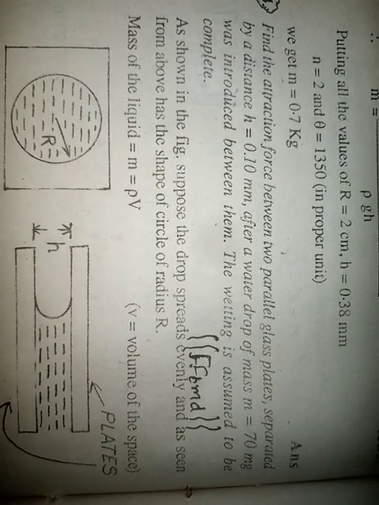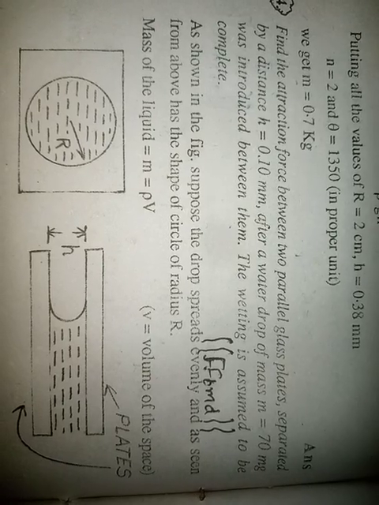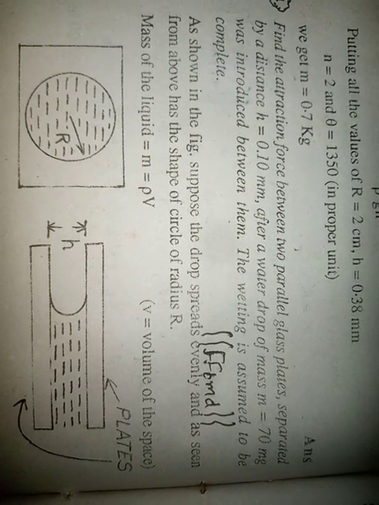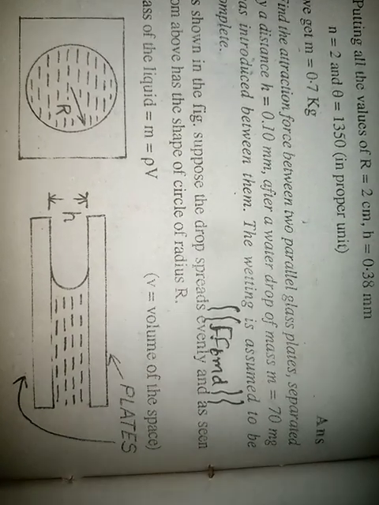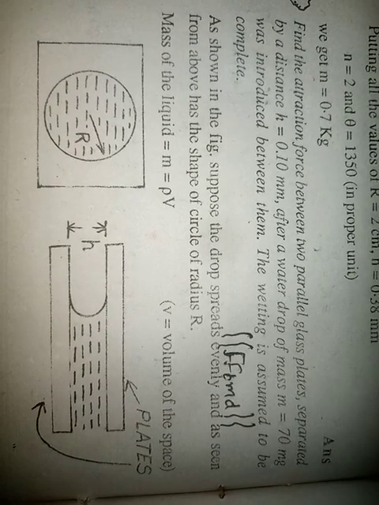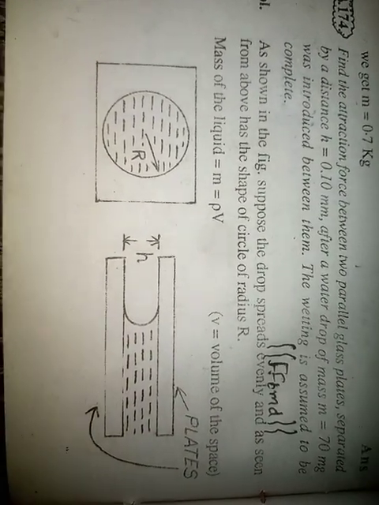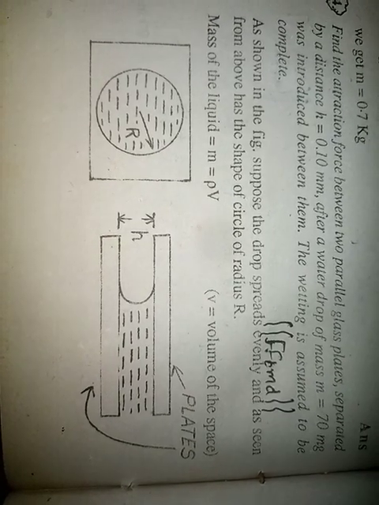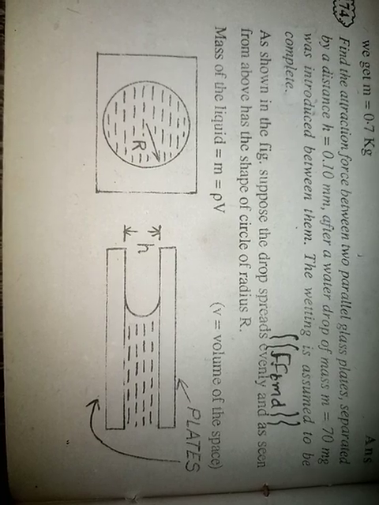Find the attraction force between two parallel glass plates separated by a distance h equals 0.10 millimeter, after a water drop of mass m equals 70 milligram was introduced between them, the wetting being assumed to be complete. Solution. As shown in the figure, suppose the drop spreads evenly and as seen from above has the shape of a circle of radius r.